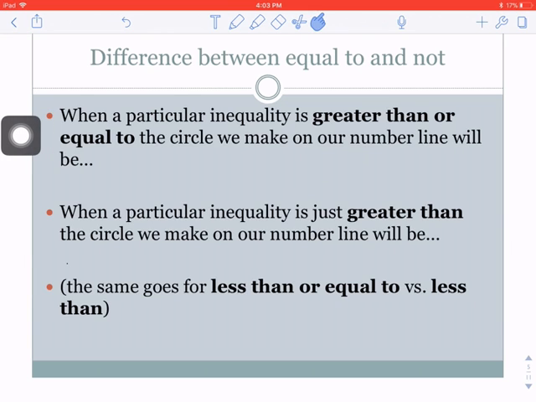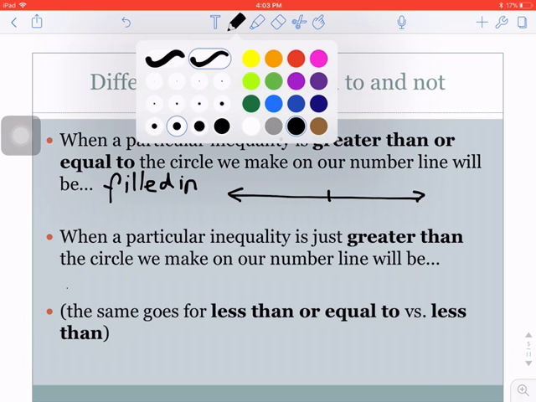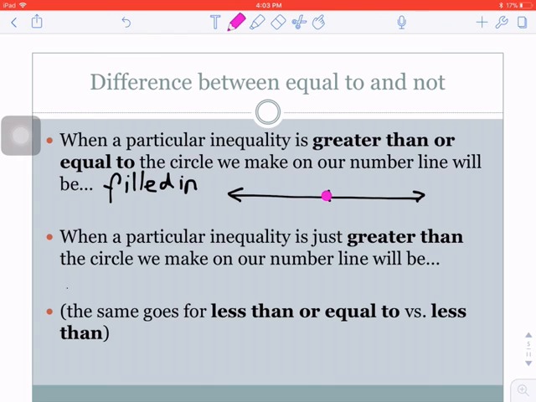So when a particular inequality is greater than or equal to, the circle we make on our number line will be filled in. So I'm just going to write filled in, and then I'll show you an example. For example, if that's the point we're talking about here, it's going to be a filled in dot. Okay?